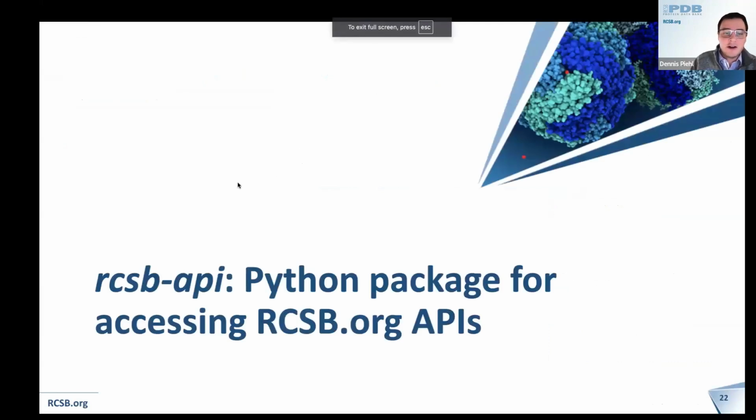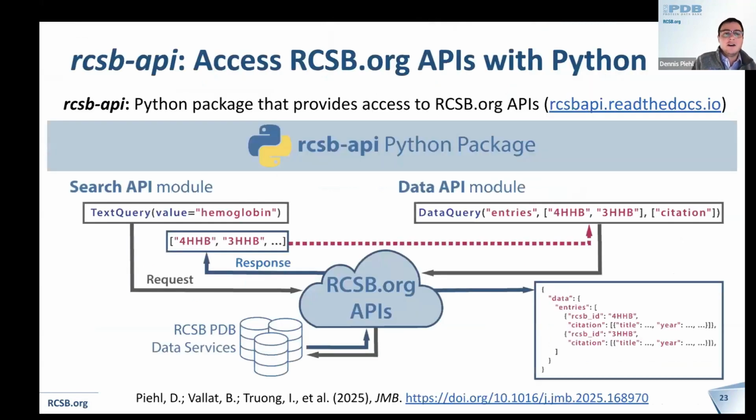And so with that, we're very excited to introduce our new Python package for facilitating access to rcsb.org APIs. This package is called RCSB-API, and the documentation can be found here. The RCSB API package offers many capabilities to easily interact with our search and data APIs. To do that, it's currently organized into 2 different modules. We have a search API module and a data API module.